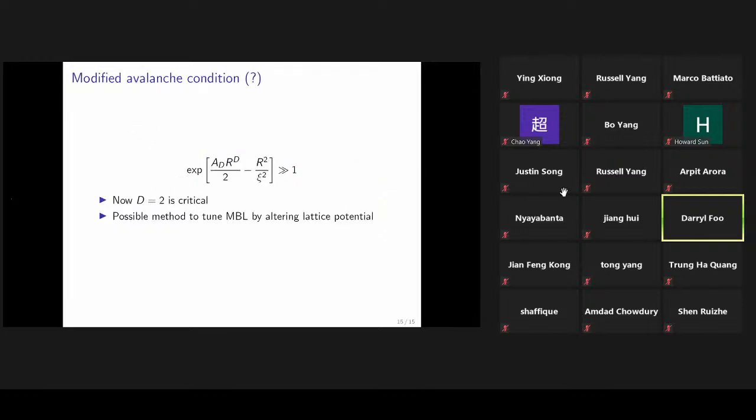So might this potentially modify the avalanche condition? Instead of R over C, we have R squared over C squared. And this would make D equals 2 critical, which means that MBL can indeed be seen in 2D. So this is the extent of where I've gotten. We'll be doing a lot more work to try and solidify and pin down the things I've been talking about, but we're very excited about this. And thank you very much for listening.